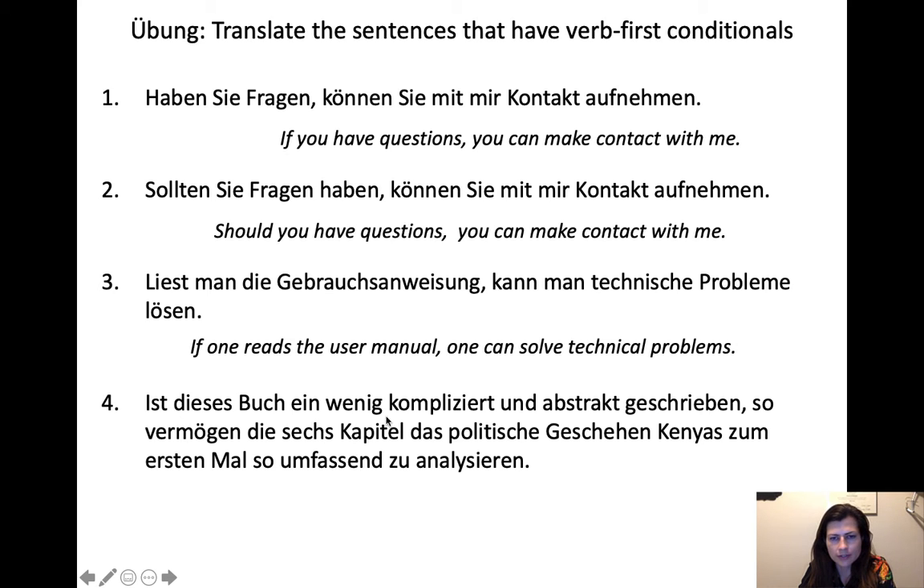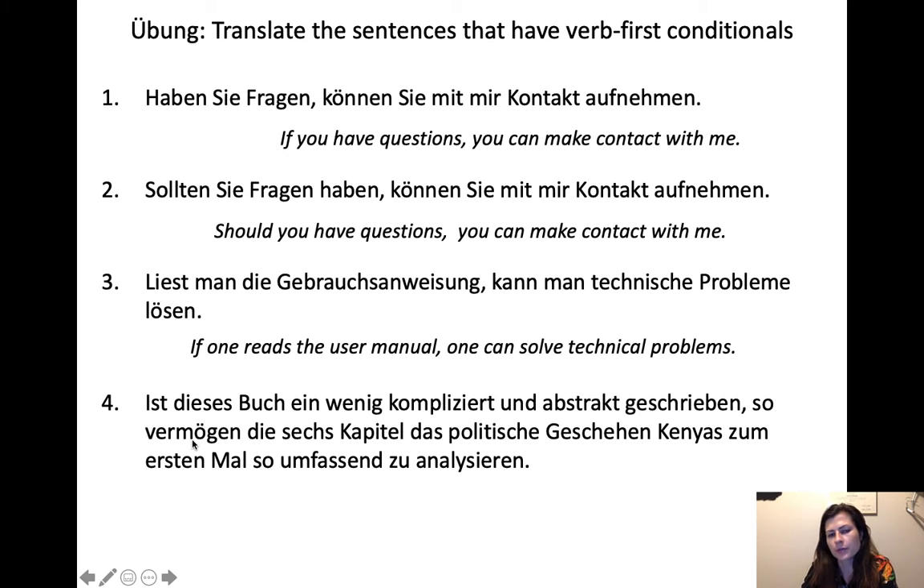"Ist dieses Buch ein wenig kompliziert und abstrakt geschrieben?" So you can say, it says is, right? So you would want to say if it is, right? So "ist dieses Buch," this book is, but it's not just this book is, it's if this book is. So if this book is a bit complicated and abstract, but then written, right? So if this book is written in a way that is a bit complicated and abstract, so meaning then, or you could also just omit it.